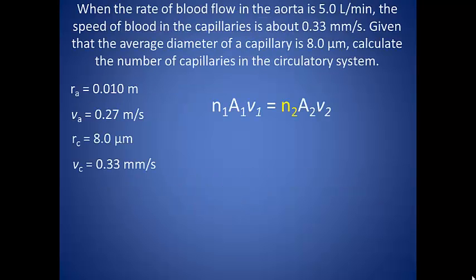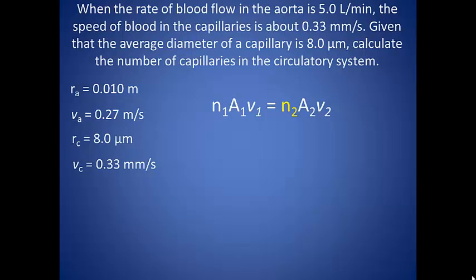So if the rate of the blood flow into the aorta is 5 liters per minute, the speed of the blood in the capillaries is about 0.33 millimeters per second. Given that the average diameter of a capillary is 8 micrometers, calculate the number of capillaries in the circulatory system. Well, we are comparing the blood flow from one large vessel into lots of smaller vessels. We can assign the aorta the one side of our equation, and there's only one aorta, so n equals 1. The radius was given beforehand as 10 millimeters, which we converted into meters, and we found the velocity as 0.27 meters per second a couple of minutes ago.